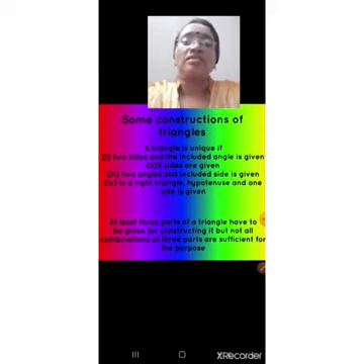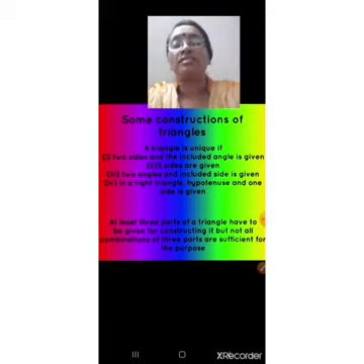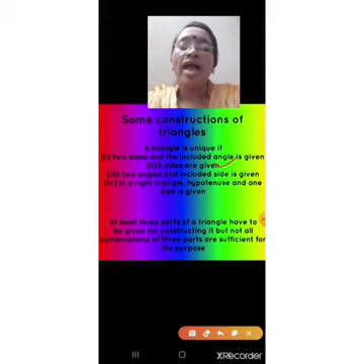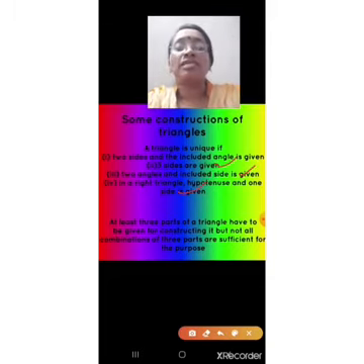A triangle is unique if 2 sides and the included angle are given. That means SAS. If 3 sides are given, it means SSS. And if 2 angles and the included side are given, it means ASA. And in a right triangle, if the hypotenuse and one side are given, it means RHS. So these are the rules. Based on these rules, you have constructed.